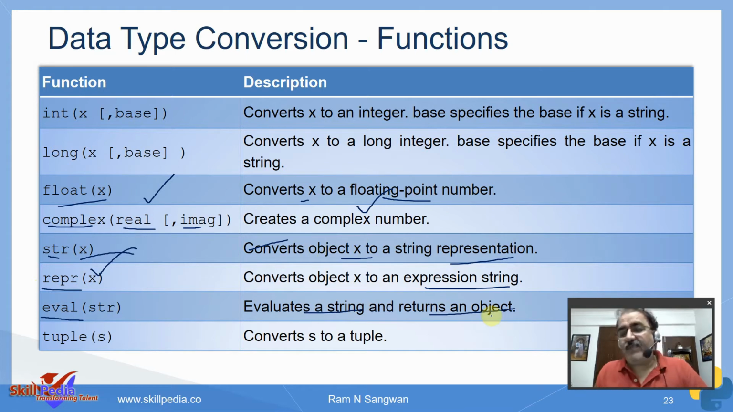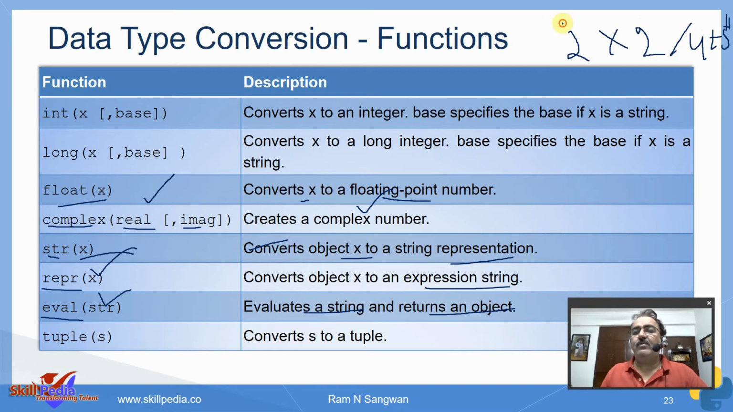For example, you have an expression 2 multiplied by 3 divided by 4, so that becomes an expression. You want to evaluate that, calculate the value and find it out. So for a string, for example, if I say 2 multiplied by 2 and divided by 4 plus 5, and I put that into double quotes, this becomes an expression. If I want to find out the value of this expression, I can use eval.